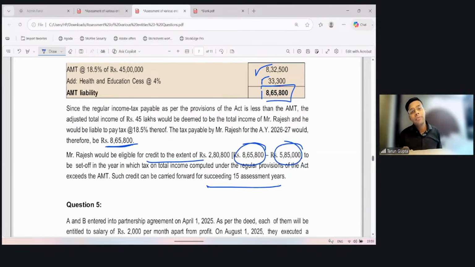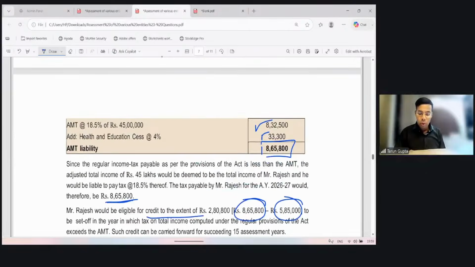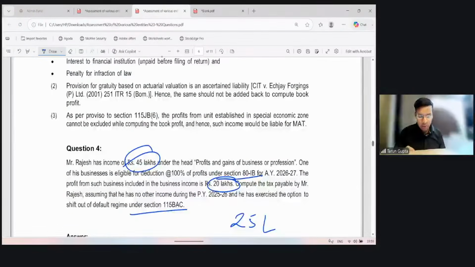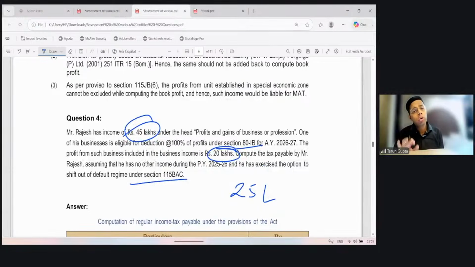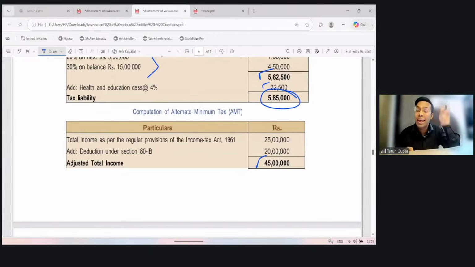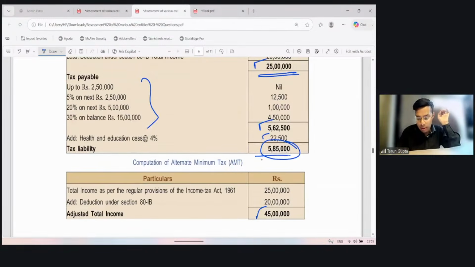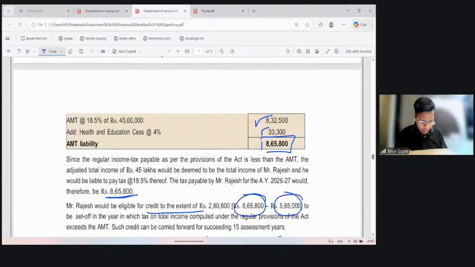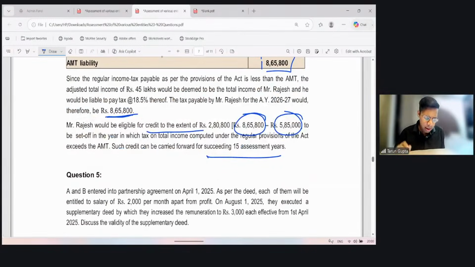Such AMT credit can be carried forward for 15 years. So the question, if you notice, is very small and nowhere talks about or gives a hint of the AMT. But since there's a deduction under Part C of Chapter 6A and the assessee has opted out, you have to compute the AMT. If you do not compute the AMT, you will lose most of your marks. Because if you see, the answer is only the AMT. If I had concluded my answer at the normal tax, then I would have lost almost half of the marks awarded to the question. Okay. So this was a very small, easy concept.